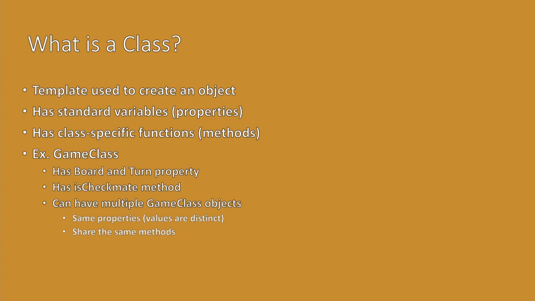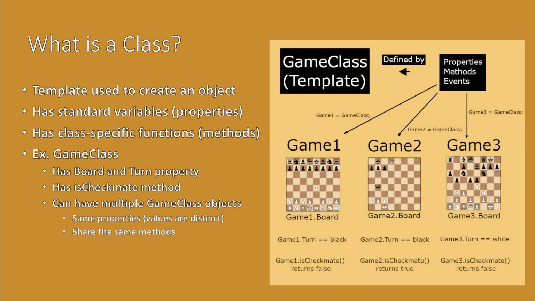You can have multiple objects of the same class, but the values of their properties are distinct. They have the same types of properties and the same types of methods, but the actual values stored in them are different. So I created this little diagram to help explain what I'm trying to get at here. We have the properties, methods, and events that are defined by some class definition, and then they are all given to each individual object when they get created here. And then each object can have distinct values for these.